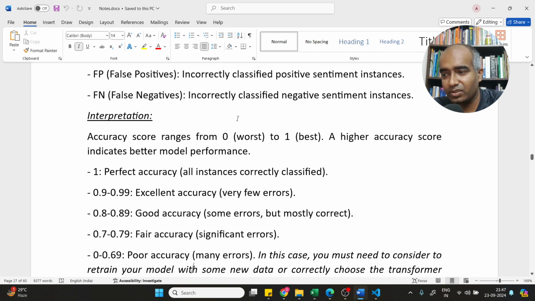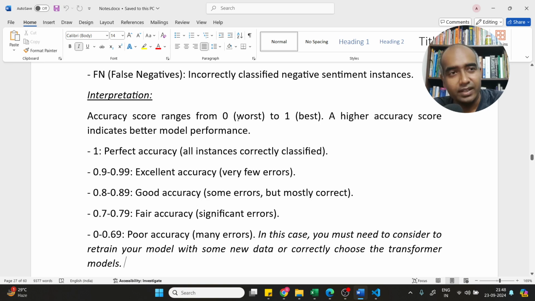Now, what is the interpretation here? The accuracy score is from 0 to 1, just like a probability value. A higher accuracy score indicates better model performance. The closer the value gets to 1, like 0.90 or 0.95, the better your model is performing. So 1 is perfectly accurate, with all instances correctly classified. If the accuracy is between 0.9 and 0.99, then it is excellently accurate, which means very few errors are there.